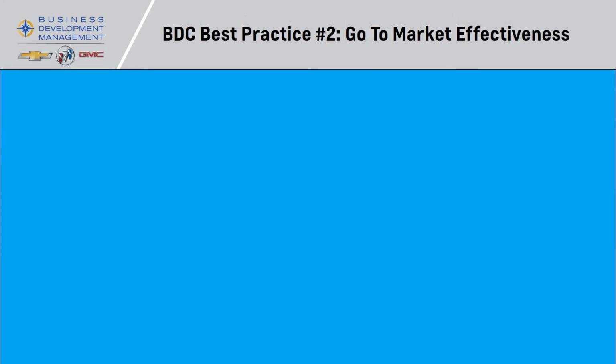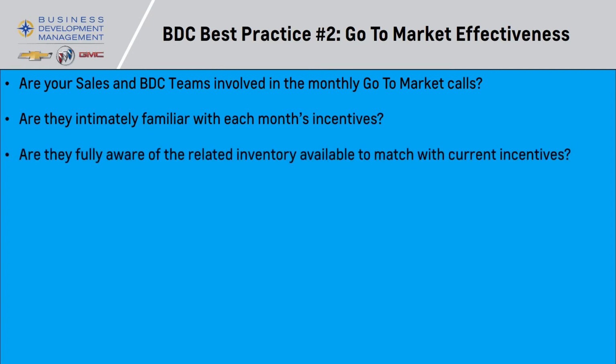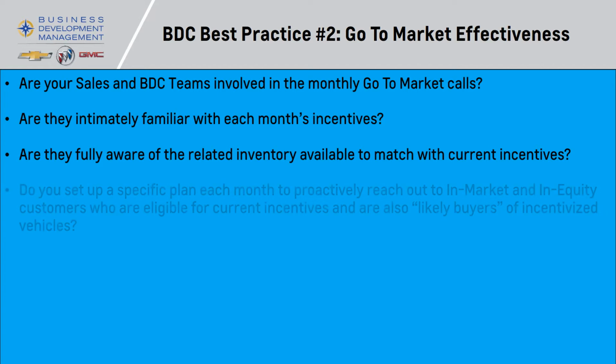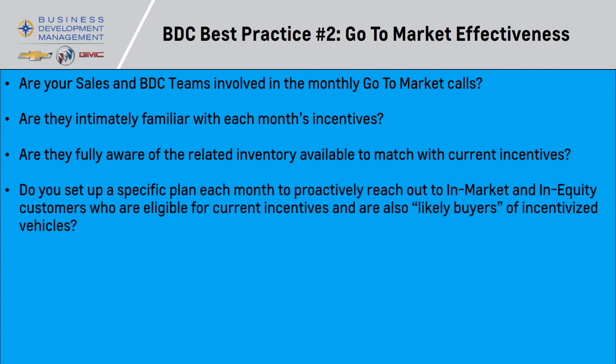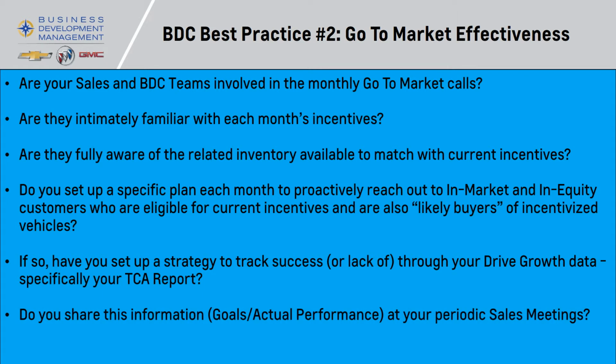And then number 2, the go-to-market effectiveness. Perfect timing for that right now. Are your sales and BDC teams involved in the go-to-market calls? Are they intimately familiar with each month's incentives? Are they fully aware of the related inventory available? Do you set up a specific plan each month to proactively reach out to in-market and in-equity customers who are eligible for current incentives and also are likely buyers of incentivized vehicles? If so, have you set up a strategy to track success or lack of through your Drive Growth data, specifically your TCA report? Do you share this information, goals, actual performance at periodic sales meetings?